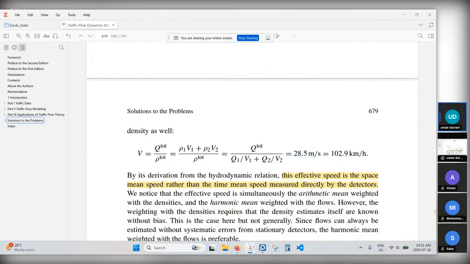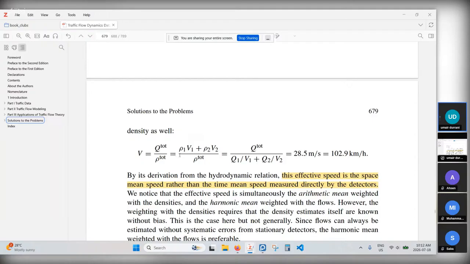In the discussion below, they mention that this is also the harmonic time mean speed, because if you recall from our previous discussions, this hydrodynamic relation is unbiased, or relatively less biased, when we use the space mean speed instead of the arithmetic time mean speed. So this space mean speed, and particularly if it is the harmonic speed, is also an interpretation that we can make for this estimation. This is the time mean speed as well as the space mean speed because it is estimated from the hydrodynamic relation.